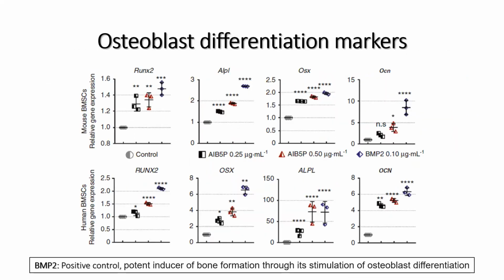They then used this peptide and applied it to bone marrow mesenchymal stem cells of mouse and human. And they found an upregulation in osteoblast differentiation markers. Here they used BMP2 as positive control, as this is known to induce osteoblast differentiation. And so from this, they could conclude that AIB5P potentially works by inducing differentiation of the mesenchymal stem cells.